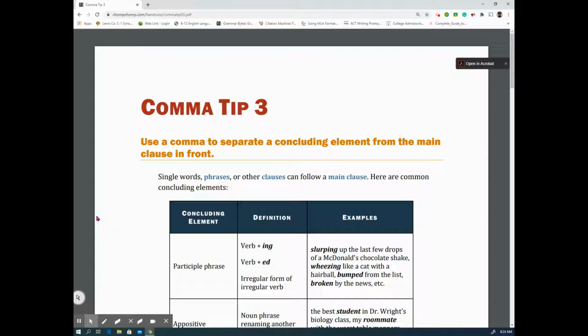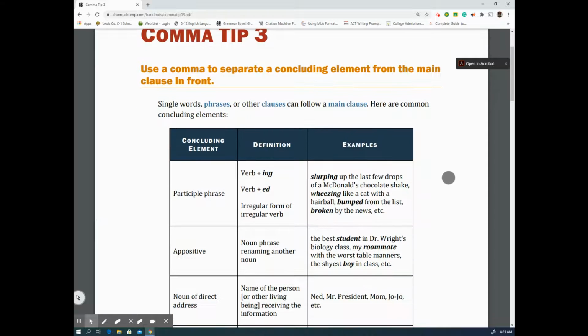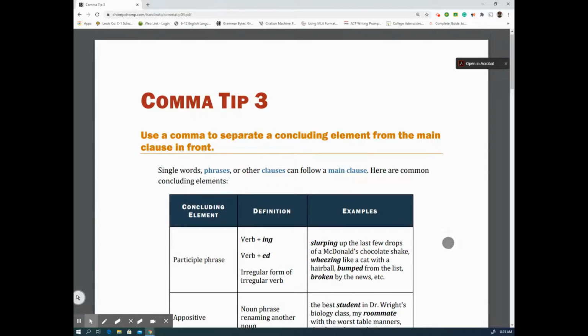Again, this is where our main clause is starting the sentence, then something gets interjected, interrupting the main clause in the middle of it somewhere, and then the rest of the main clause comes after that. So you put commas before and after it. Common tip number 3 is concluding elements. So your main clause is going to start your sentence, come to an end, and then they're going to just kind of stick something on the end. So these are some things that they can stick on the end here. So we'll look at this list.